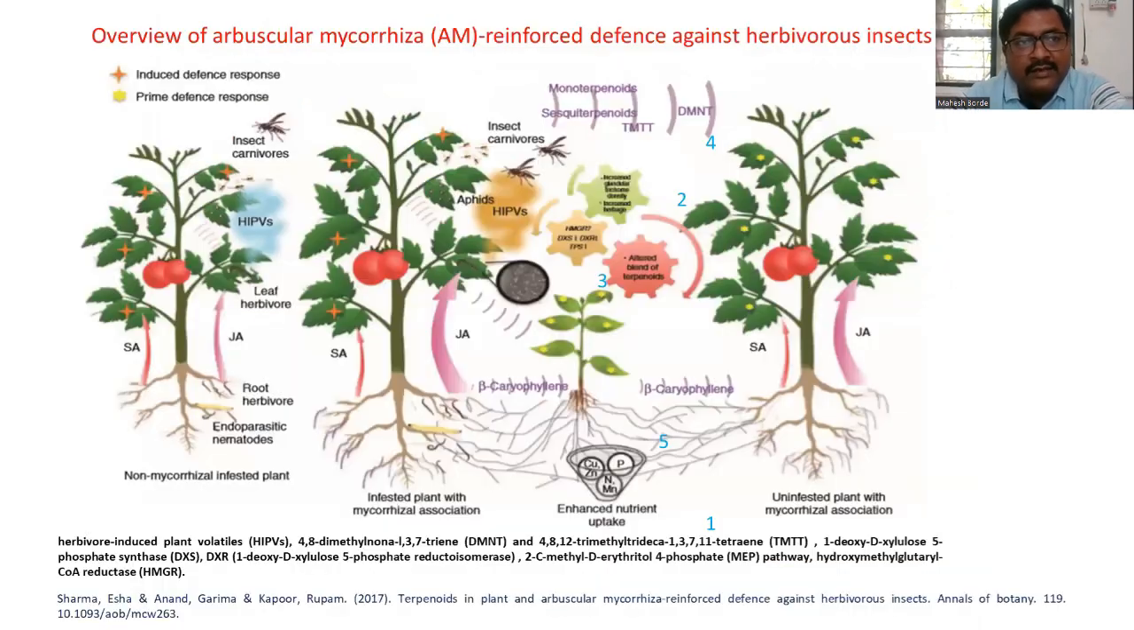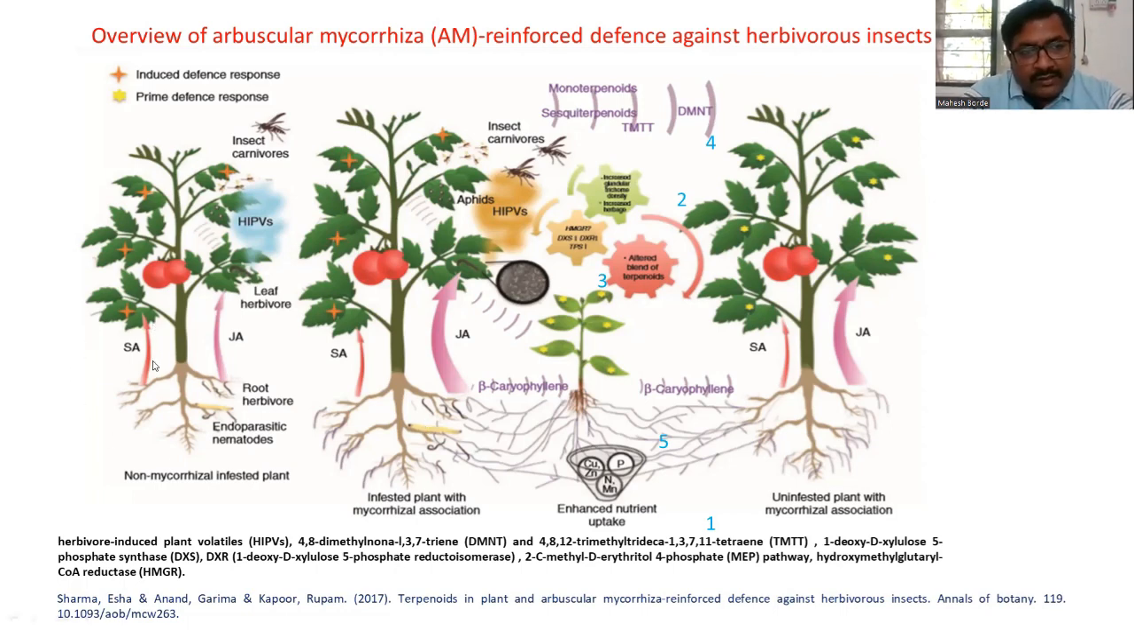So another important topic is the overview of mycorrhiza in above and below ground level for herbivore-induced plant volatiles. If you see in nature, the first plant has no association of mycorrhizal fungi, and the second plant is showing the association of mycorrhizal fungi.